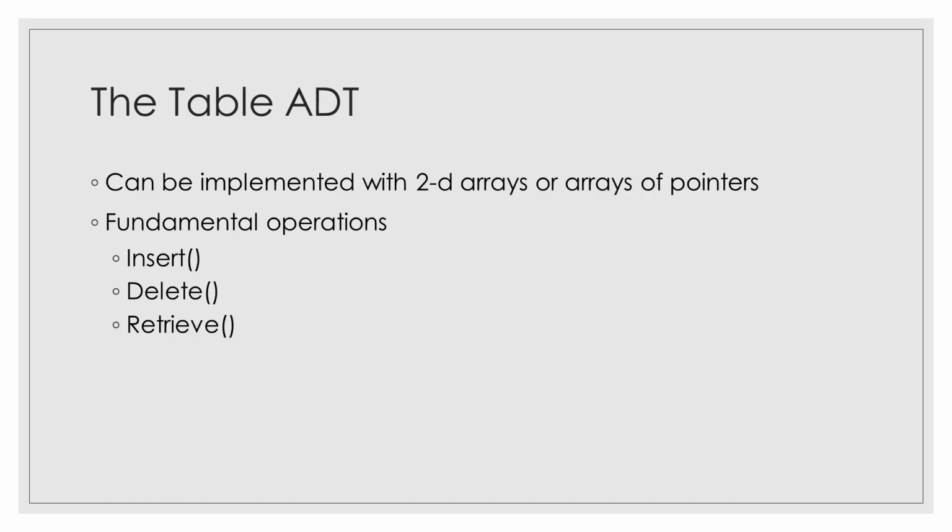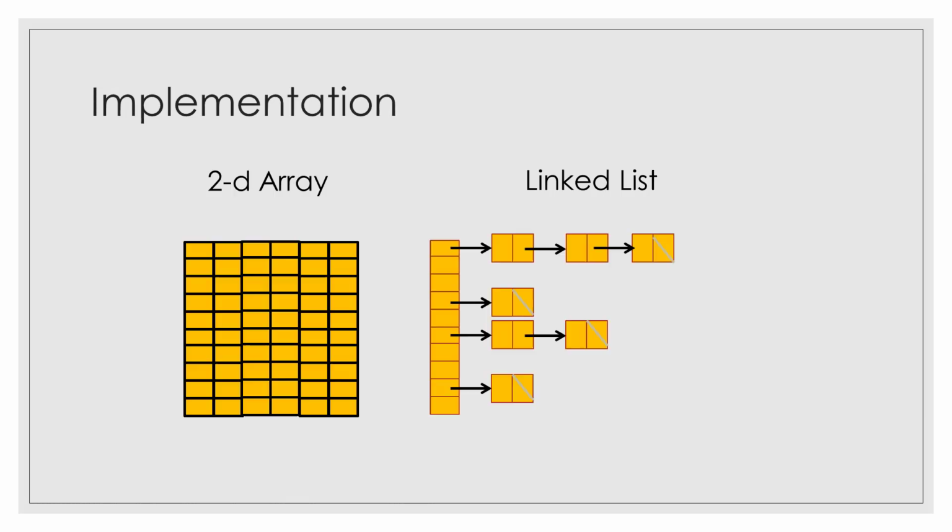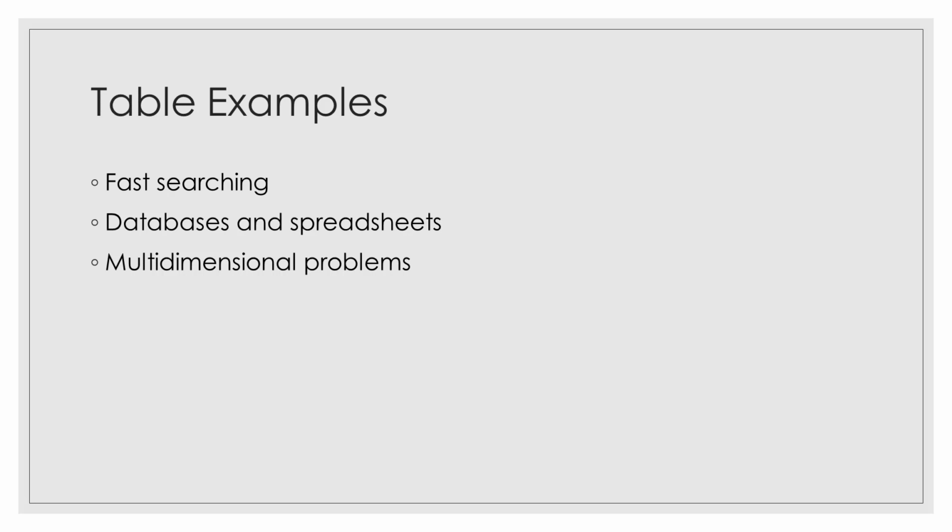Our next ADT is the Table ADT. This is used to represent two-dimensional arrays, things that have rows and columns. We insert and delete and retrieve from a table, and we're already used to this a little bit. We've seen two-dimensional arrays. You can also make an array of linked lists, and that would be a two-dimensional structure as well. There are table examples that come from the real world. Databases and spreadsheets are probably the easy ones, multi-dimensional problems.